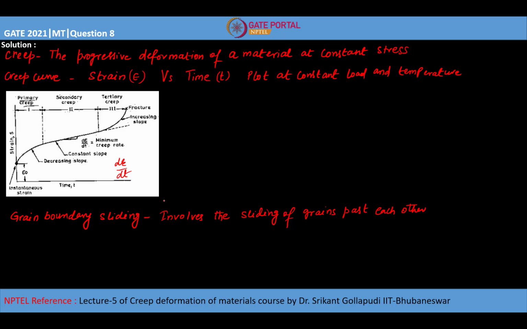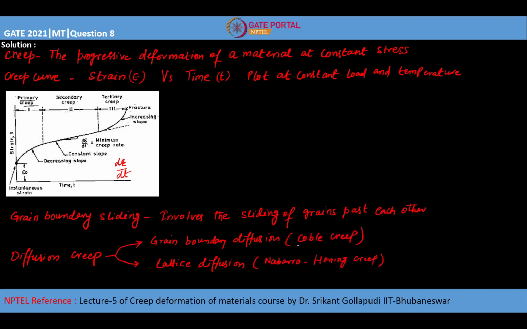The other mechanism is diffusion creep, which is of 2 types. The first is grain boundary diffusion and the second is lattice diffusion. If diffusion occurs through the grain boundary, we call it grain boundary diffusion, and if it occurs through the lattice, we call it lattice diffusion. The other names of these two are Coble creep and Nabarro-Herring creep.